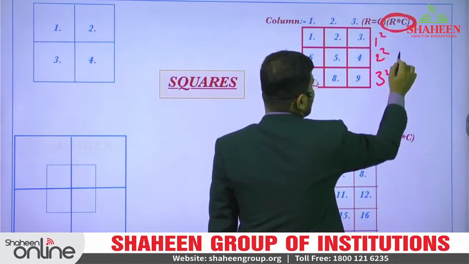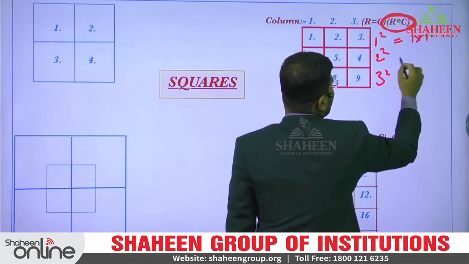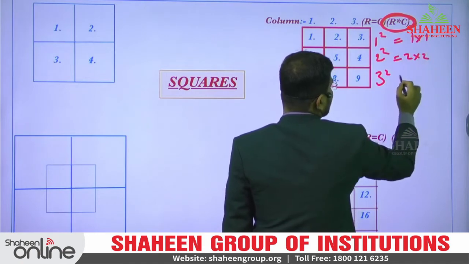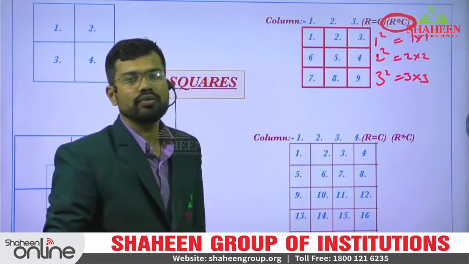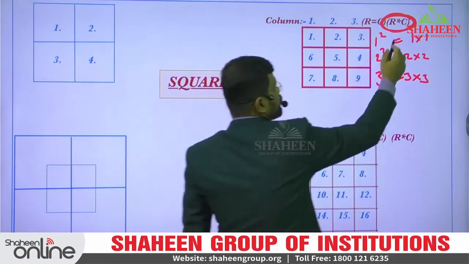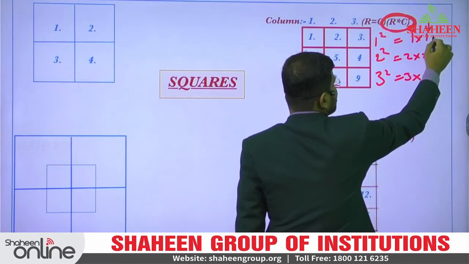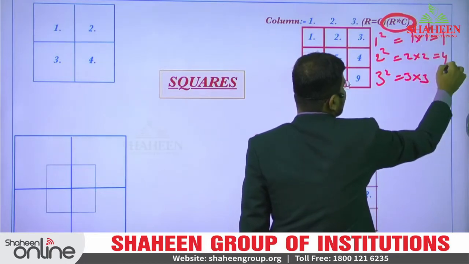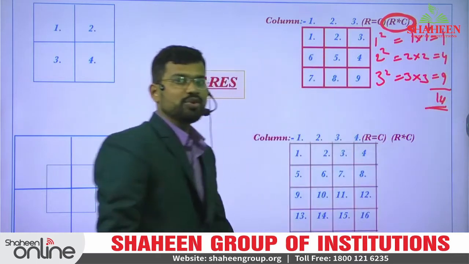1 square, 2 square, 3 square. 1 square, 1 into 1, 2 square, 2 into 2, 3 square, 3 into 3. Why am I writing 1 into 1, 2 into 2, 3 into 3? Because the first one is row, and the second one is column. 1 into 1 is 1, 2 into 2 is 4, 3 into 3 is 9. 9, 10, 14. So this is very important.